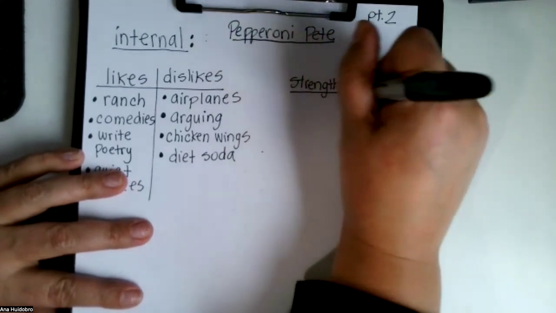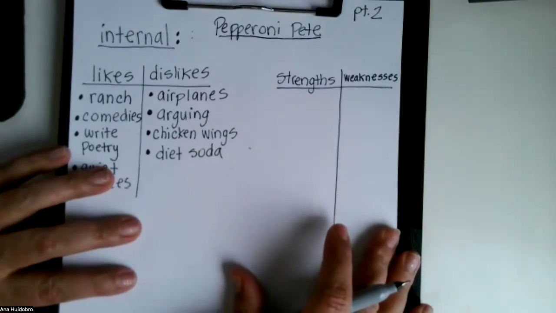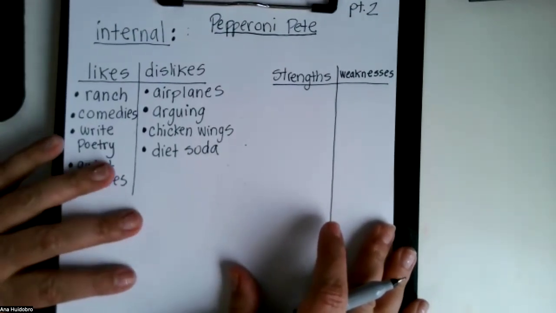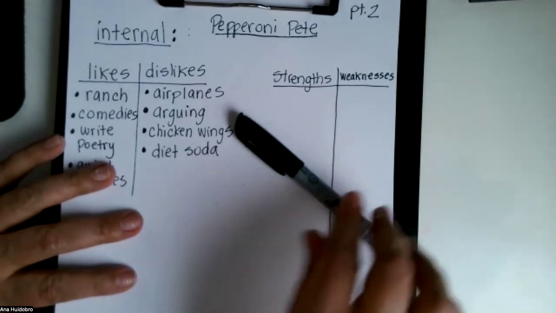If you want to have some more room, use another paper or use the bottom. You don't have to write things the way I write things. I want you to write strengths and weaknesses. Go ahead, write that for me.